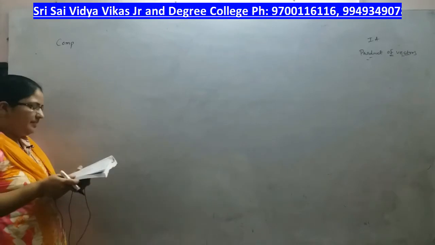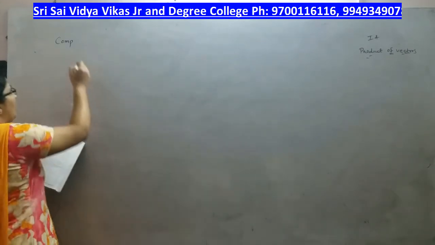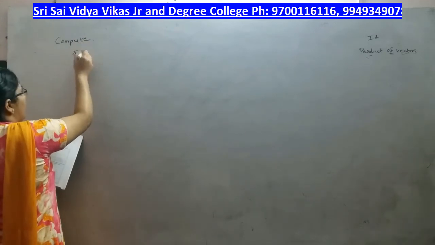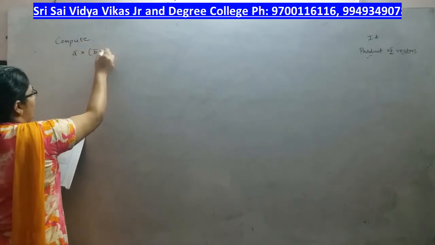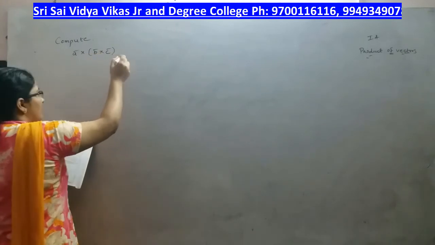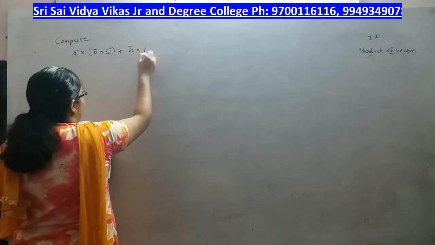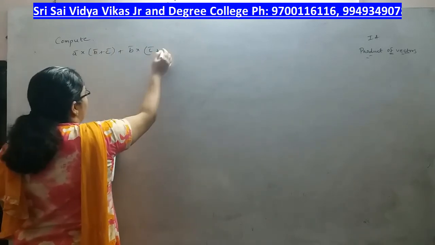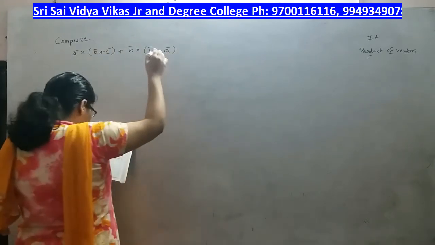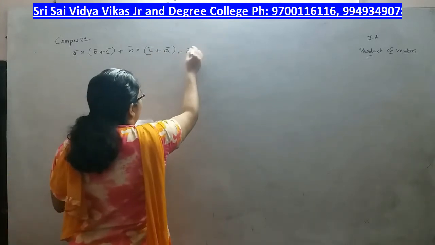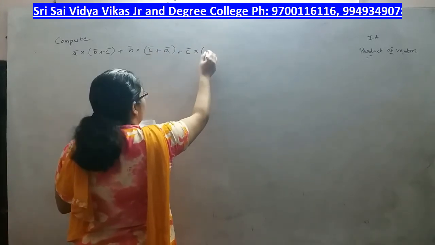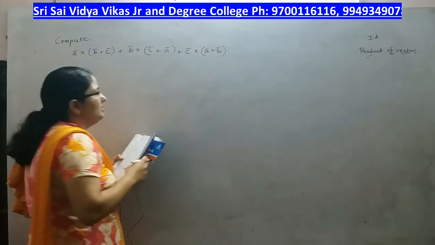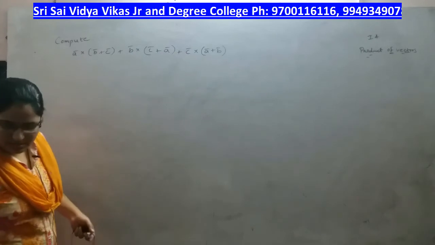The next problem that we have for today: compute a bar cross b bar plus c bar, plus b bar cross c bar plus a bar, plus c bar cross a bar plus b bar. You have to compute this, that is, you have to find the value of this.